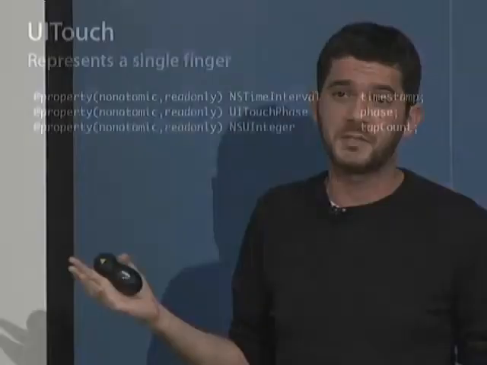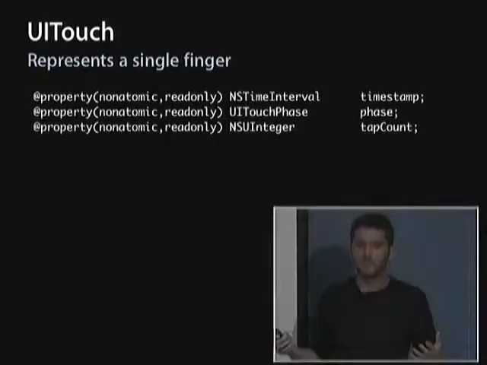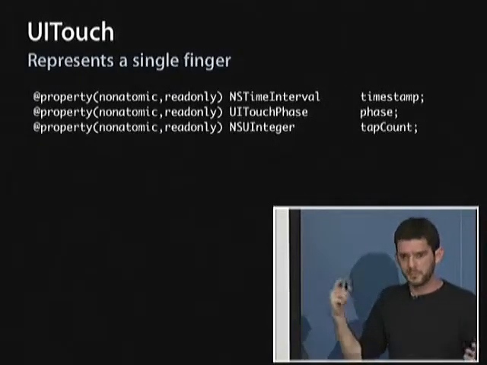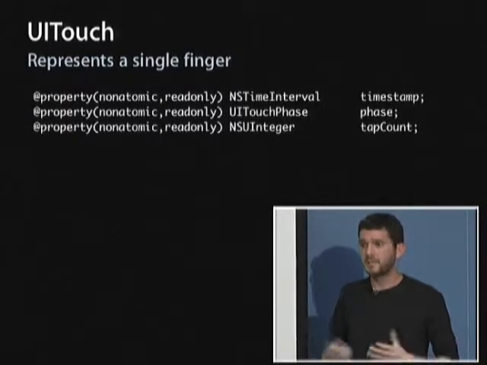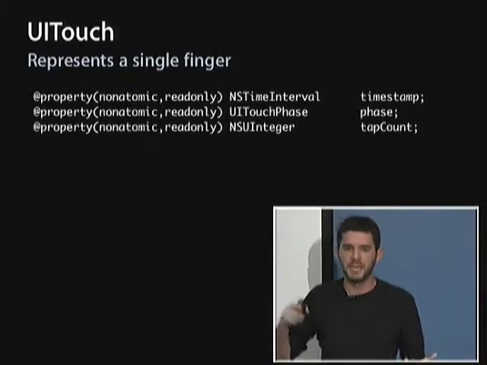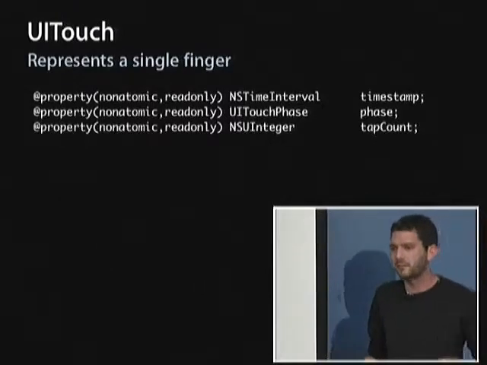So a UITouch has a few properties that are interesting. The first is a timestamp. Since the UITouch represents an entire sequence, the timestamp is actually the time that that instance was last updated. So the last time the user did something to update the sequence, the last time they moved, the last time they lifted their finger, the timestamp gets updated. There's a phase. The phase tracks the different states of the touch instance itself. It may be began, moved, stationary, ended, canceled. We'll talk about the different phases a little bit later.